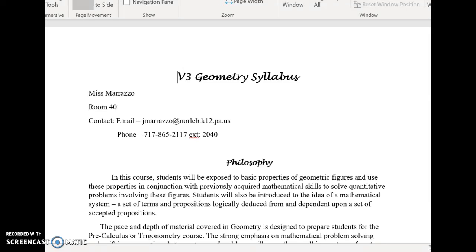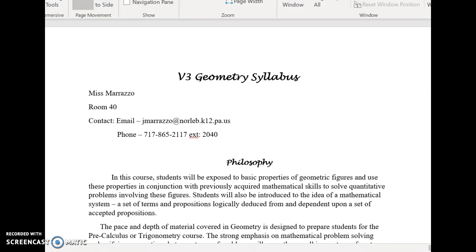My second course material that I decided to analyze was my geometry syllabus. Our school has it's called V3. All of our online classes are considered V3 classes, for virtual. I'm not really sure where the three came from, but we just call them V3. So this is my online geometry syllabus.